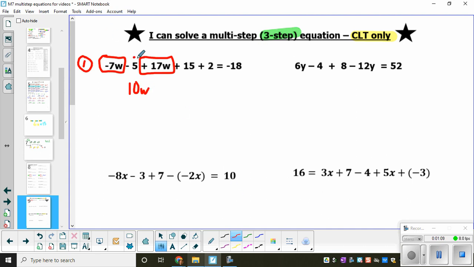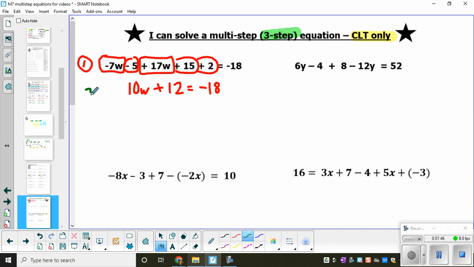And then we're going to put a circle around the constants. We have negative 5 plus 15 and then plus 2. Me personally, I'd rather take the 15 plus the 2 and make that a 17, and then do 17 minus the 5, and 17 minus 5 is 12. Since it's a positive 12, I'm going to put a plus 12 right here, and then bring down the equals negative 18. So our first step is to combine like terms, okay? Friendly reminder that you could have done negative 5 plus 15 and been at positive 10, and then 10 plus 2 would have been 12, and it's the same thing.